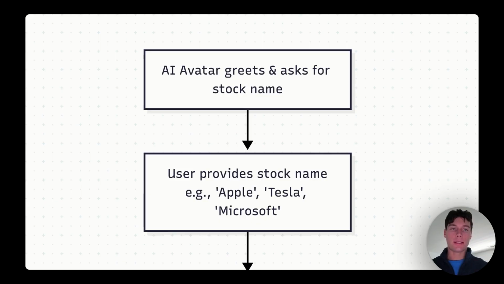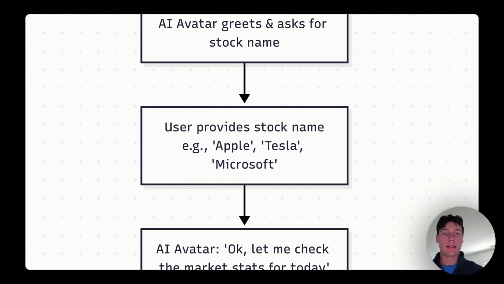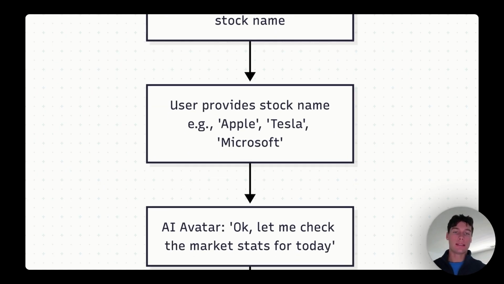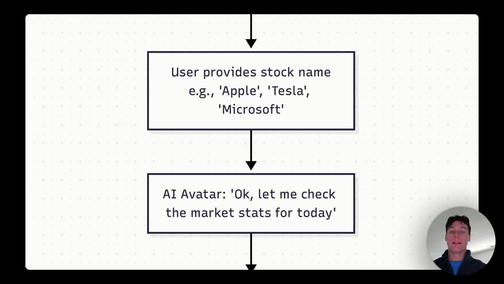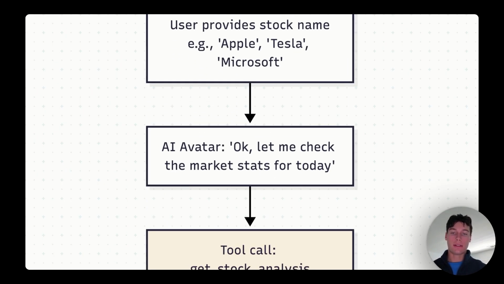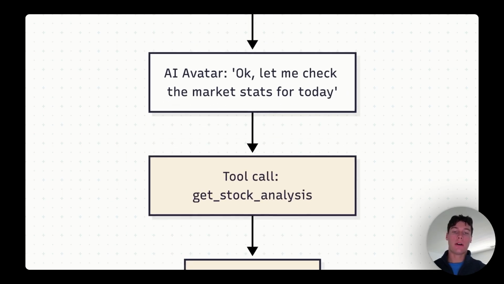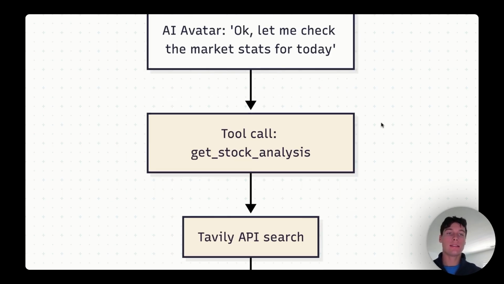Alright, so this is a basic walkthrough of how this project is going to work. First off, our AI avatar is going to greet us and ask for the stock that we want to know about. Then we tell it a stock, whether it be Apple, Tesla, Microsoft, Google, whatever. The AI avatar will understand what we're saying, and then call a function called get stock analysis, which is just a basic function tool, a Python function inside of our code.